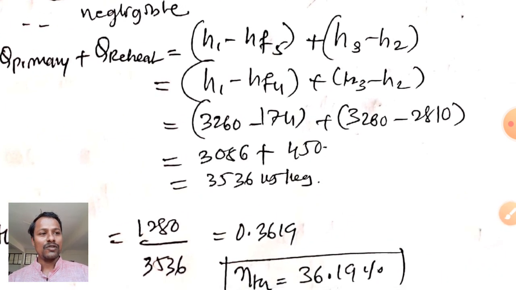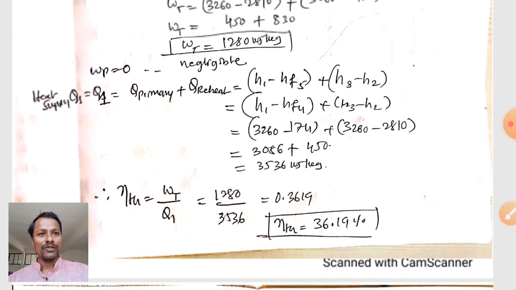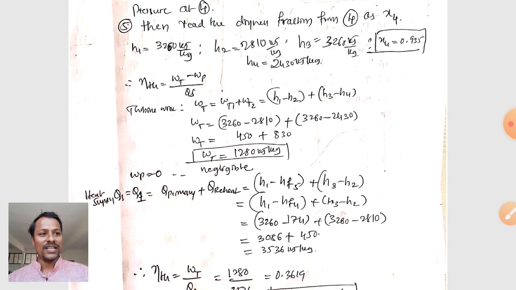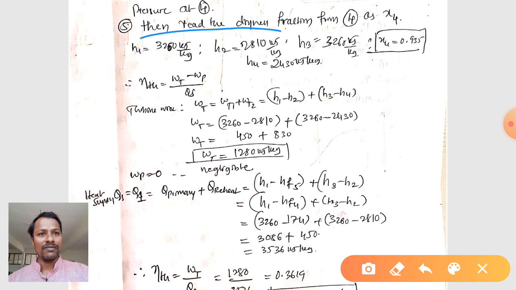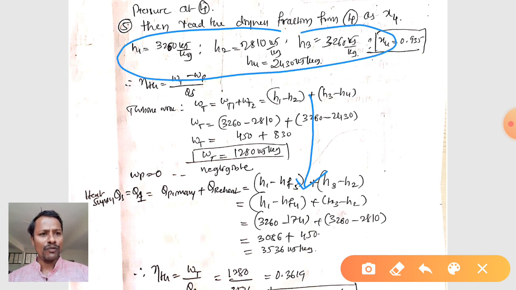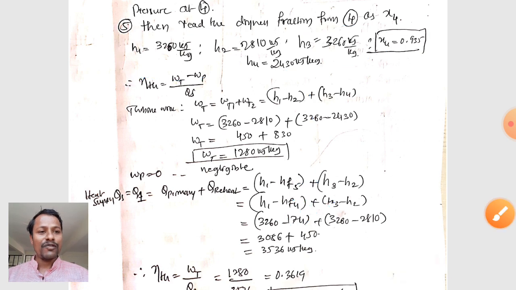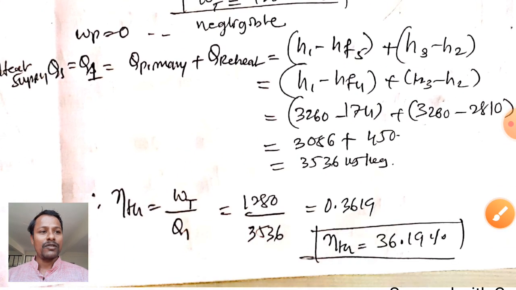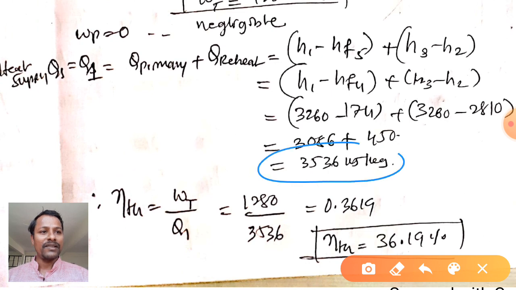Then I substitute all the enthalpy values that we have obtained from the Mollier chart. We also know the value of Hf4 from the steam tables. In part 1 of this solution we have already understood that, and I have substituted it as 174. Then if you operate the calculator, I am able to get the heat supplied value as 3536 kilojoule per kg.